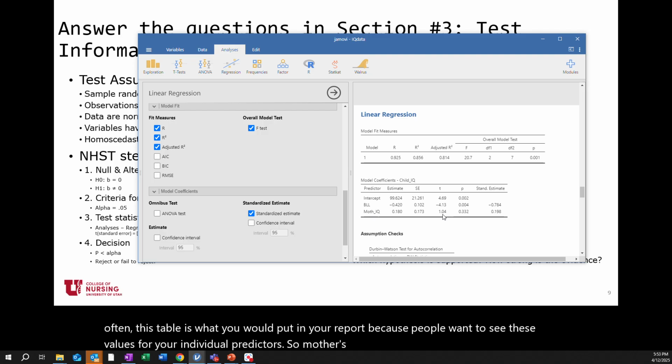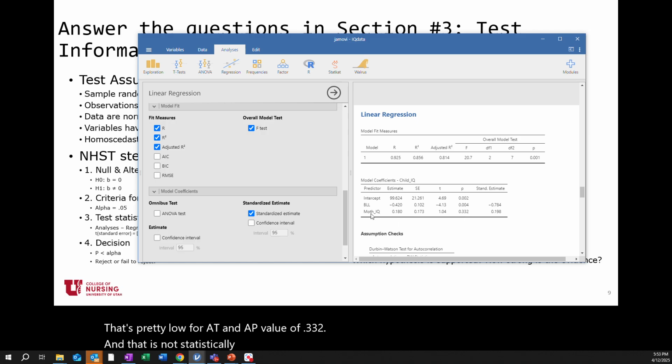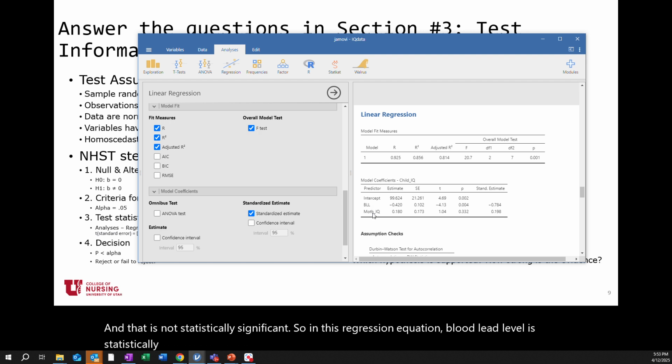So mother's IQ, we have a t of 1.04. That's pretty low for a t, and a p-value of 0.332, and that is not statistically significant. So in this regression equation, blood level is statistically significant, and mother's IQ is not statistically significant. So that's not doing a lot here.